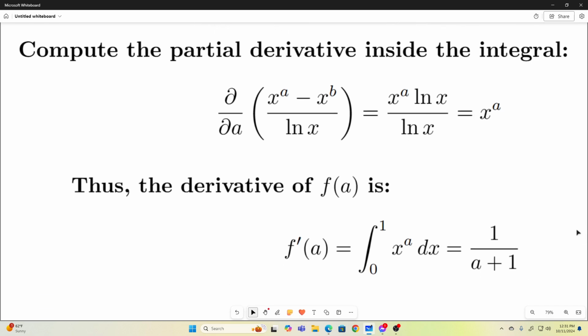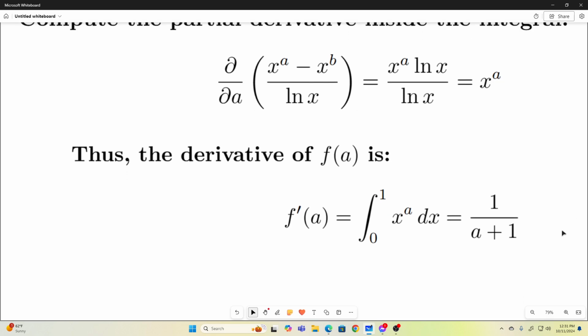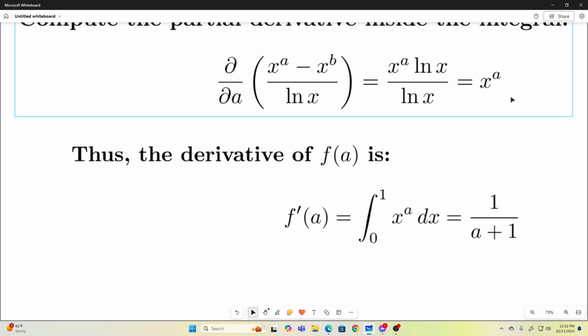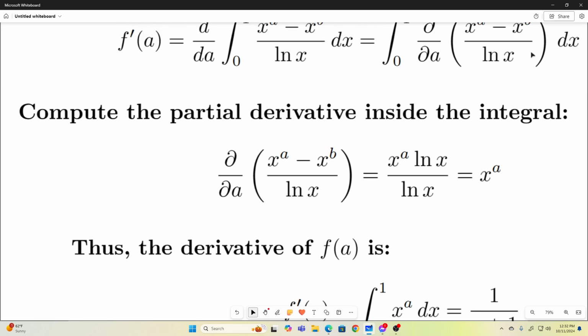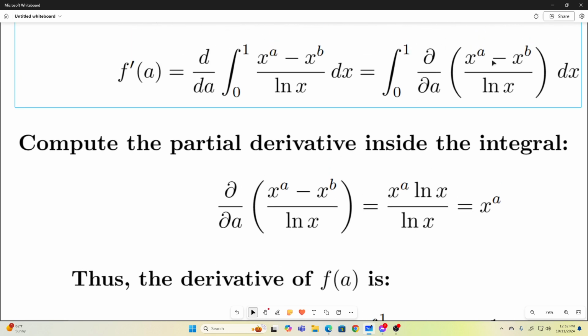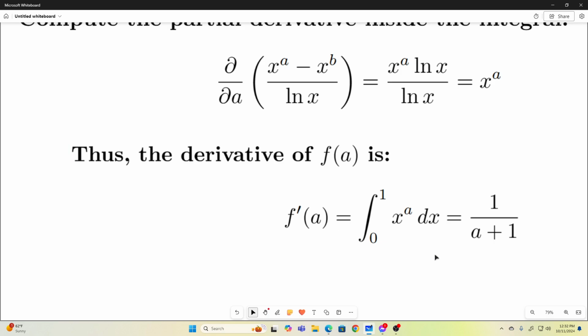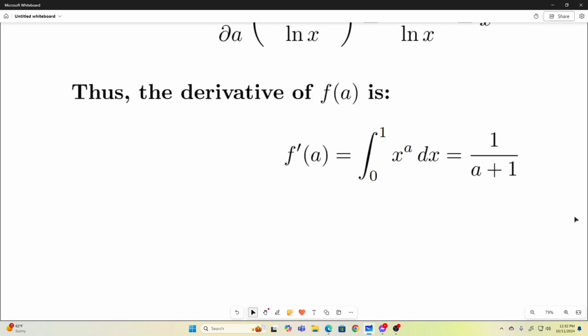Okay, so now we have that f prime of a is equal to the integral from 0 to 1. We plug in this x to the a, because remember that is our partial derivative. We just replace this with x to the a because that's what it is. So our f prime of a is equal to the integral from 0 to 1 of x to the a dx, and that's a very easy integral to evaluate. It evaluates to 1 over a plus 1.